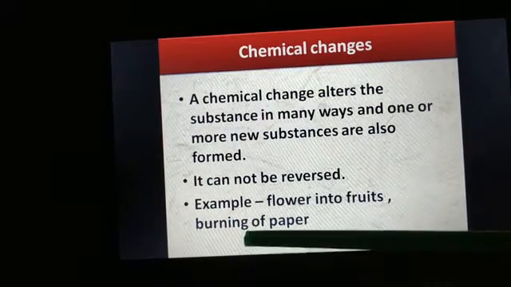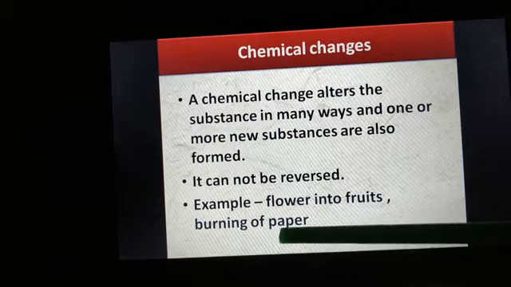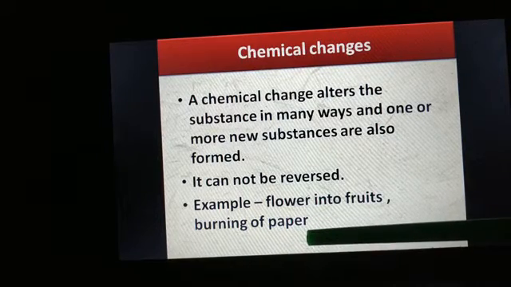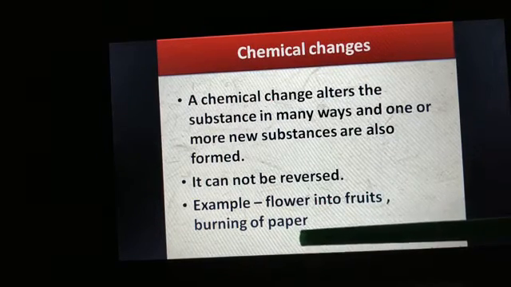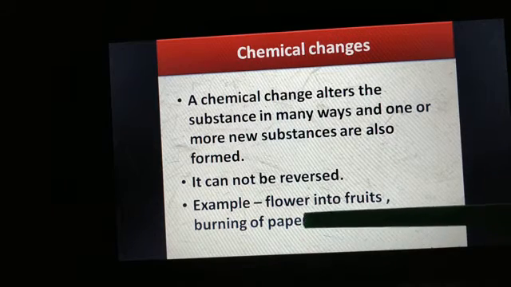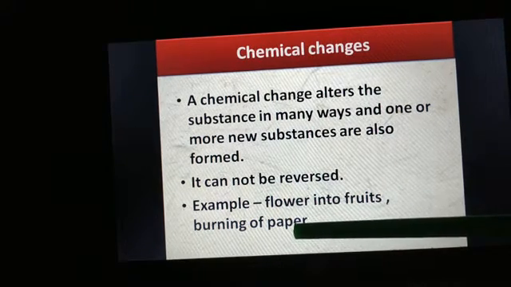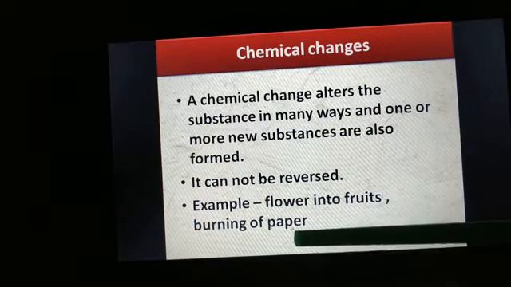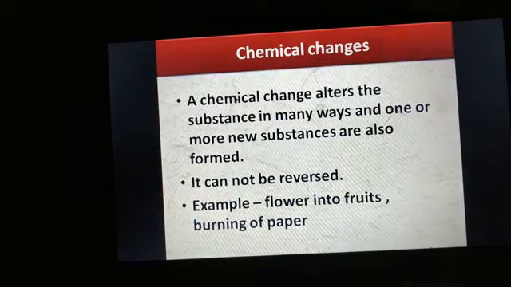Another example is burning of paper. Once the paper has been burned, it has turned into ashes. We cannot take the ashes and convert them into paper, isn't it? So these are irreversible, and these are examples of chemical changes.